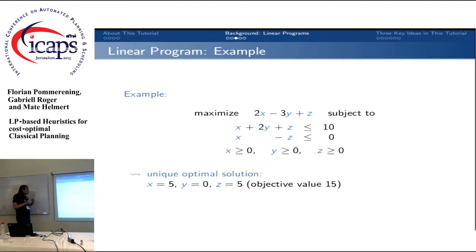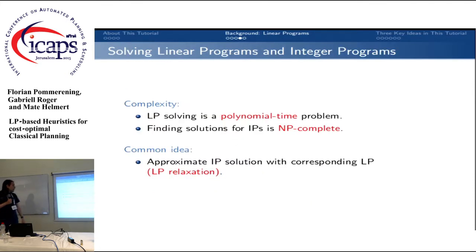And the objective value associated with that would be 15, because that's 2 times 5 minus 3 times 0 plus 5. And of course, we are not the ones who are going to solve these things. The computer is going to solve these things. And they can do this reasonably well, especially if we don't require integer variables. In particular, this is a polynomial time problem.